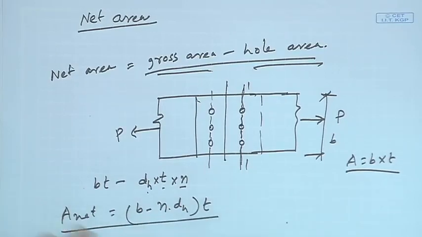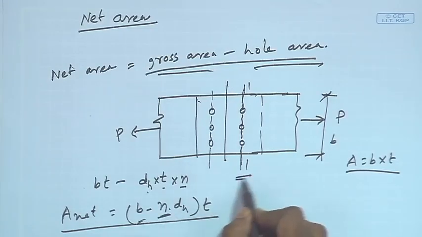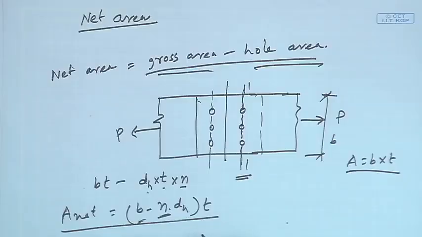This is how I can calculate the net area, where T is the thickness of the plate, dh is the diameter of the hole, B is the width of the plate and n is the number of bolts in one line. In one line the number of bolts, in this case, will be 3. So, this is how we can calculate the net area in case of chain bolting.